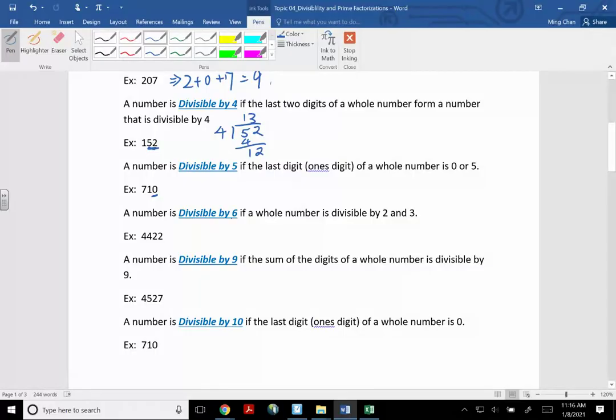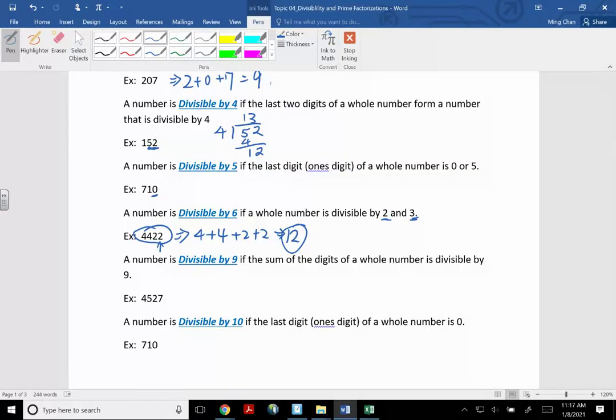A number is divisible by 6 if a whole number is divisible by both 2 and 3. So let's check the divisibility by 2 first. Divisibility by 2 says the last digit, the ones position, has to be 0, 2, 4, 6, or 8, which is what we got. Divisibility by 3 says I need to add up all the digits and see if 3 can go into it. So 4 plus 4 plus 2 plus 2 is 12. 3 can go into 12, so that means 4422 is divisible by 3 as well, so this number is divisible by 6.